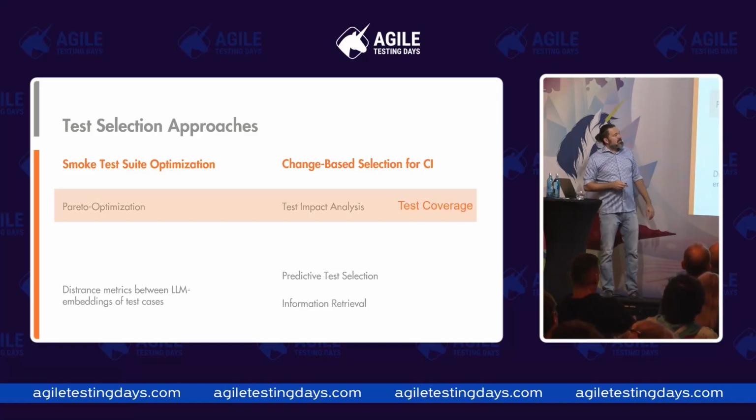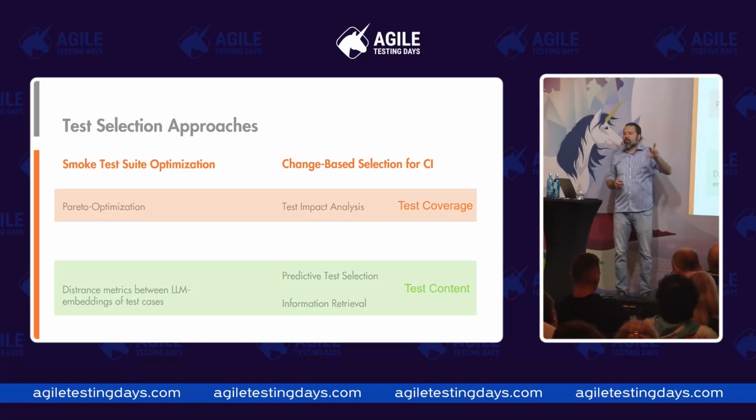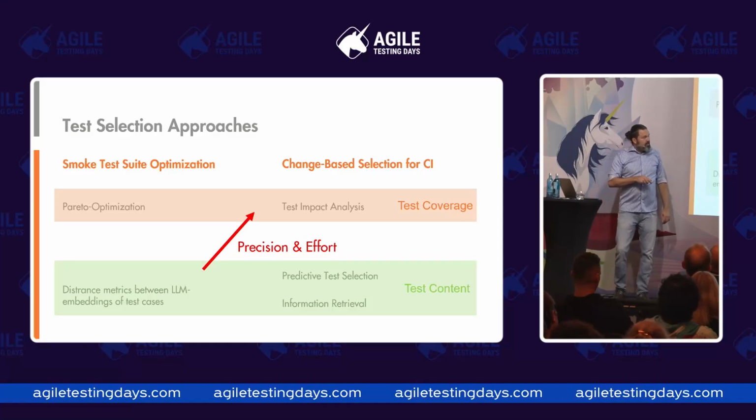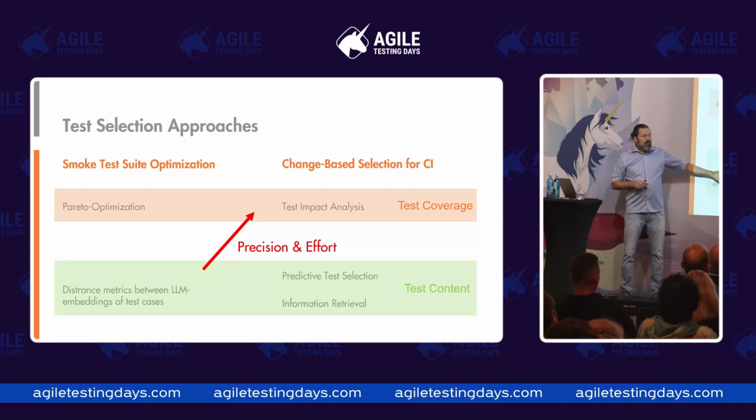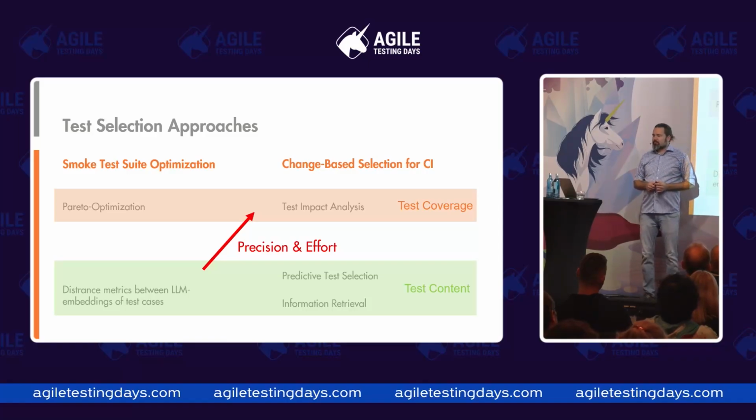And the key buckets I like to put them in are those that are coverage-based. You need test case-specific code coverage for these approaches. And those that are not. They use different approaches just on the test content. And this is the precision and effort direction. By this I mean it's much easier to employ approaches that don't require test coverage, but they don't produce as good results.